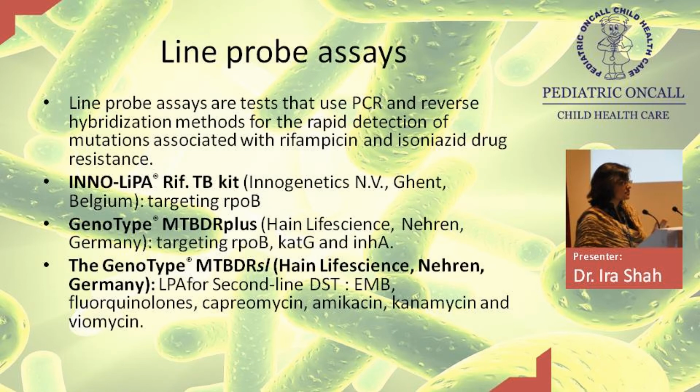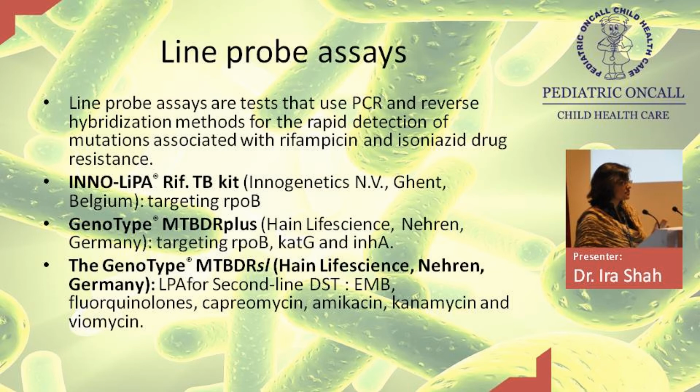Then you have these other molecular tests that are the line probe assays. Now these line probe assays use the same principle. They use a PCR and they use rapid detection of mutations associated with rifampicin and INH. So you have two types of line probe assay that are available. The INNO-LiPA, that is only looking at rifampicin, the rpo gene, and the GenoType MTBDRplus, that is by Hain, which looks at rpoB, that is for rifampicin, katG for INH, and inhA for again INH.